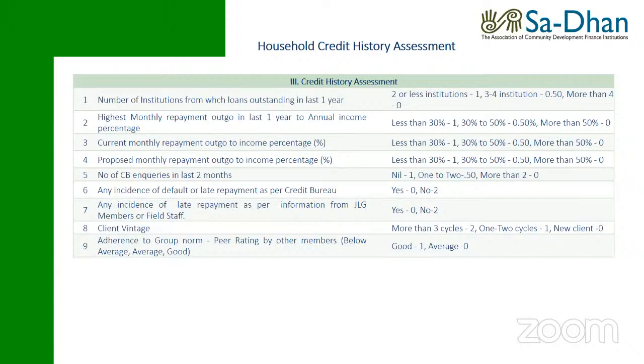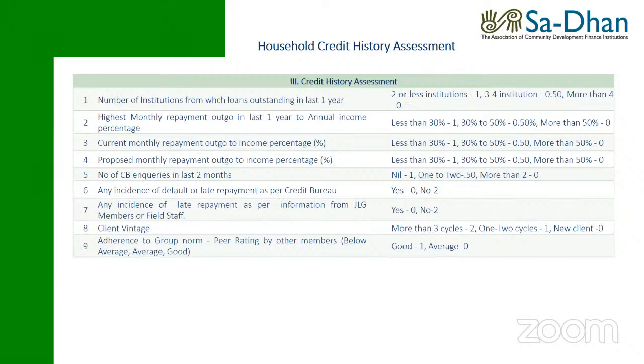Next is client vintage. So if a client has been with an MFI for 2, 3, 4 cycles of loans, those clients can be given better risk scores, because the MFI already knows them, and they have an existing relationship. So those need to be given weightage. So we are including that.